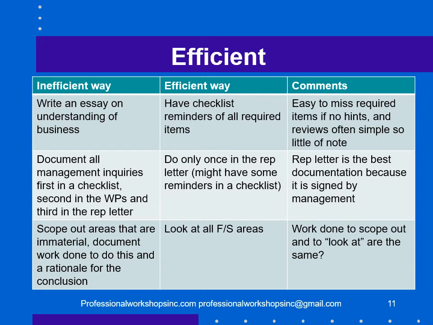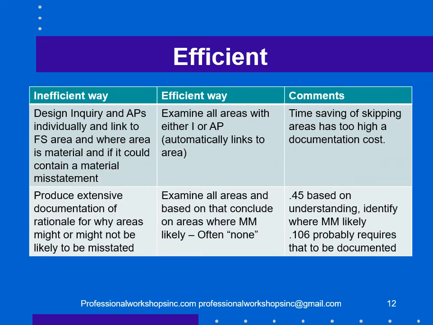And I said this before, but scoping out areas that are immaterial, document the work done to do this and the rationale for the conclusion. That impresses me as being a lot of work, and you might be wrong. I would suggest you just look at all financial statement areas regardless of materiality. If an area isn't material, it won't be hard to do analytical procedures or inquiry. And as I said, work done to scope out and look at are kind of the same, so I just don't see the efficiency gain in that.